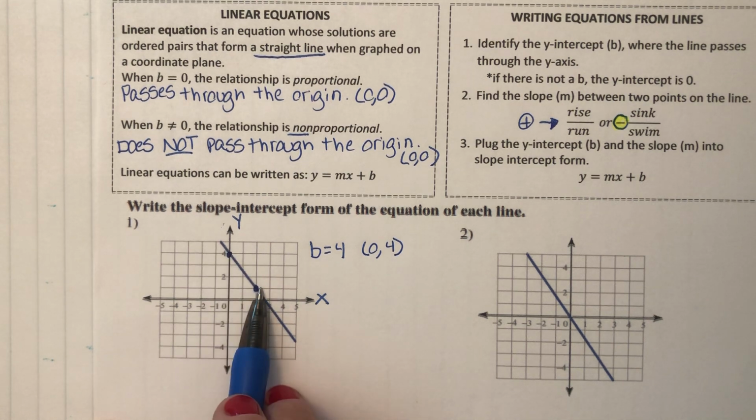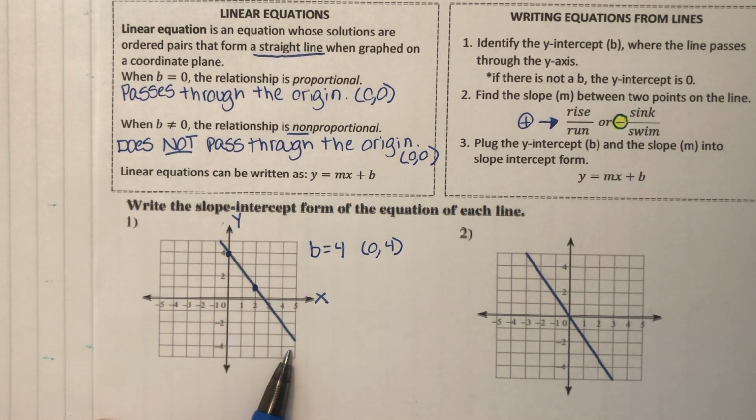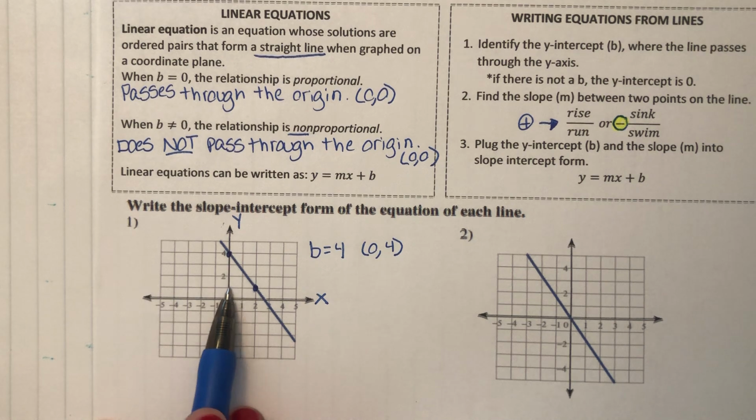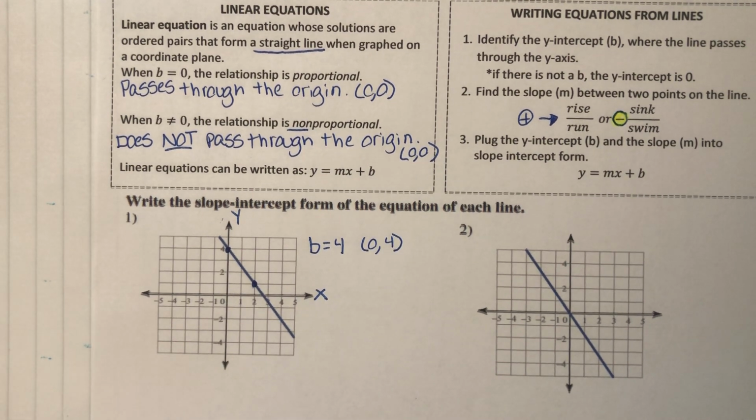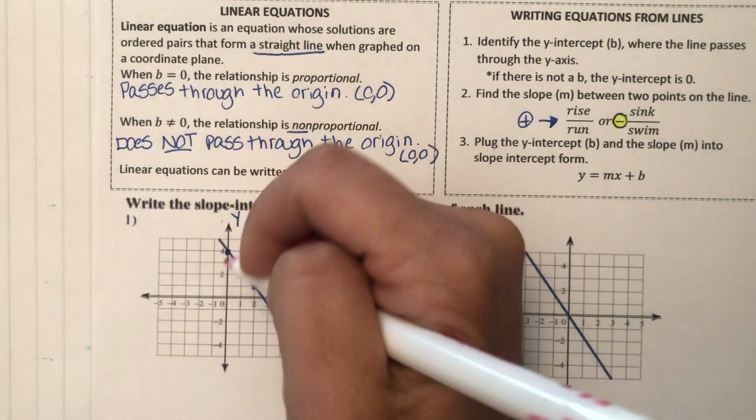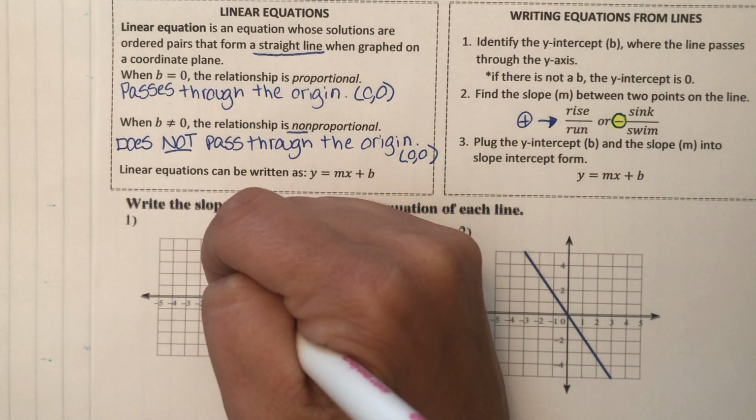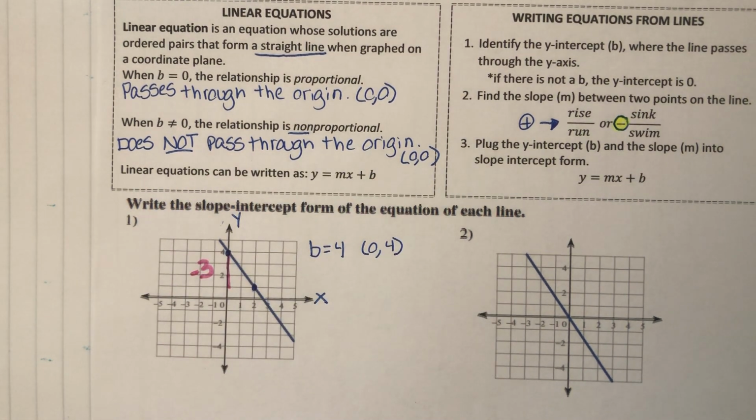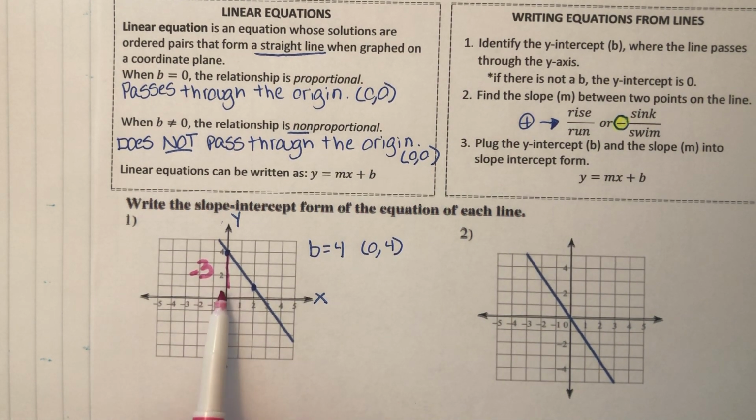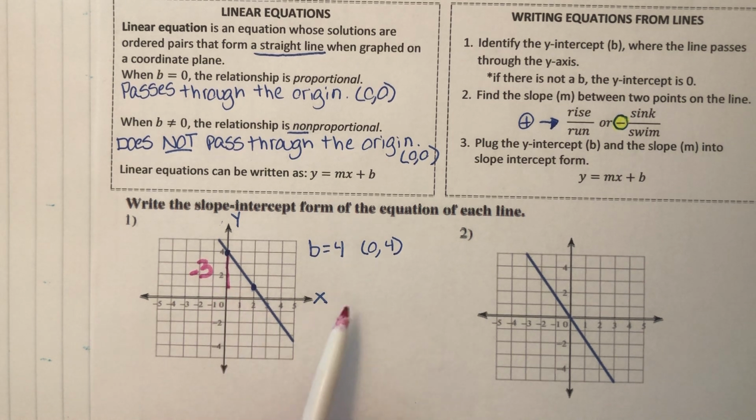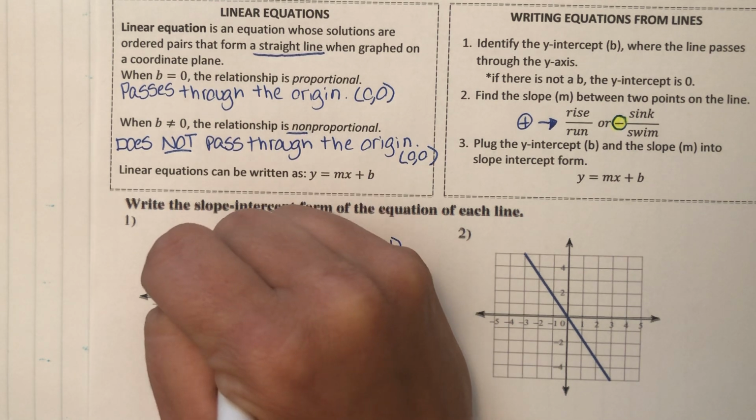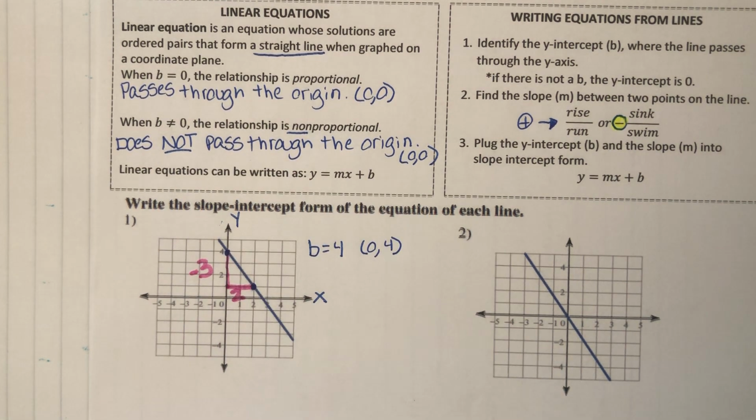Now that I have my 2 points, I see that my line is going down. This is a negative slope, so I'm going to need to calculate the sink over the swim. So I need to go down and right to get to my next point. I have to go down 1, 2, 3 units. So I went down 3. That's a -3. When you go down, it's negative. Then I'm going to the right 2 units. When you go right, it's positive. So I went to the right 2 units.